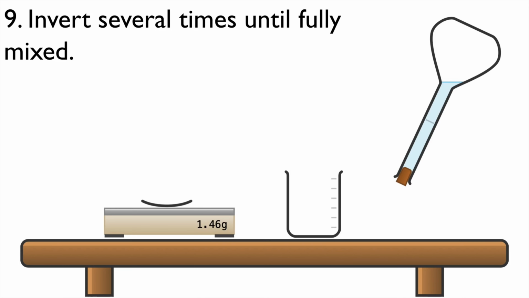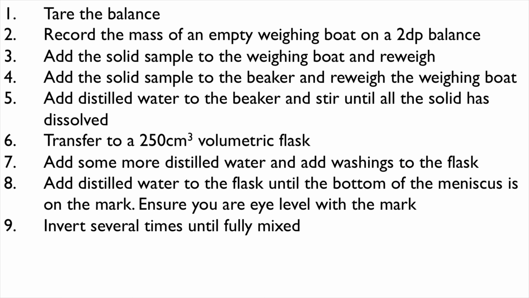Step 9, this is one that people often forget when writing in an exam, for example, and that's to invert the flask several times until it's fully mixed. So you're going to need to go up and down, not shake it, but you're going to put a bung in, and you're going to invert the flask a few times just to make sure that it's fully mixed. So in summary, these are the steps, and there are a few other things that we've added that are important too.